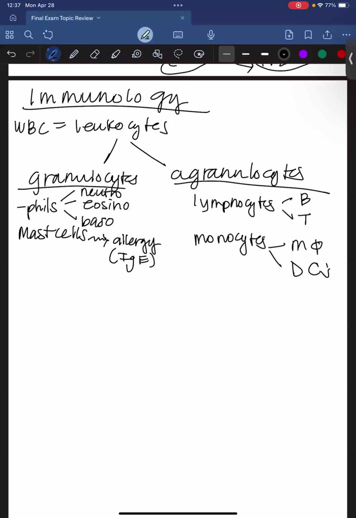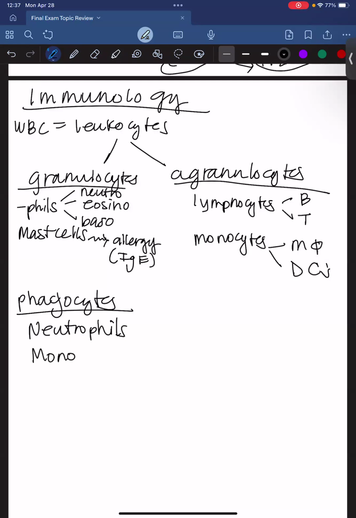So let's talk about phagocytosis. Phagocytes. Which cells are our phagocytes? Our major ones. Neutrophils and our monocytes, including our macrophages and dendritic cells.